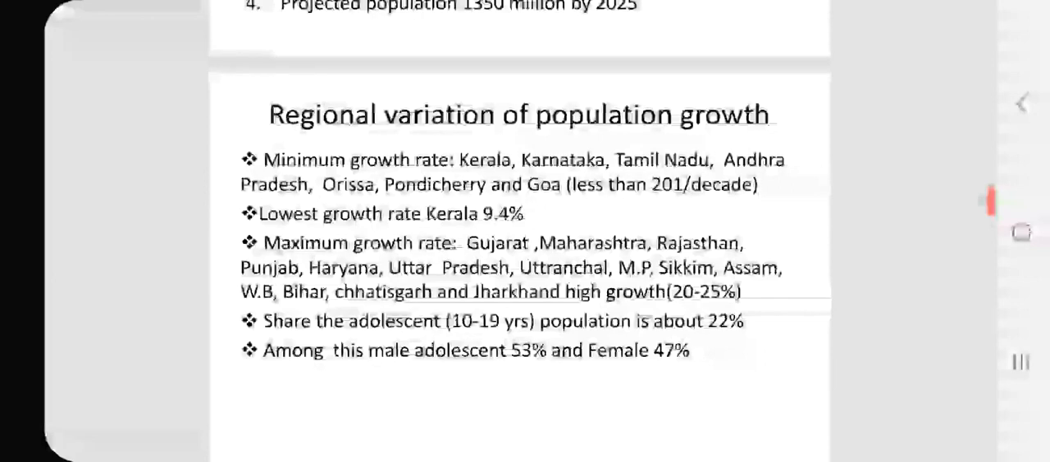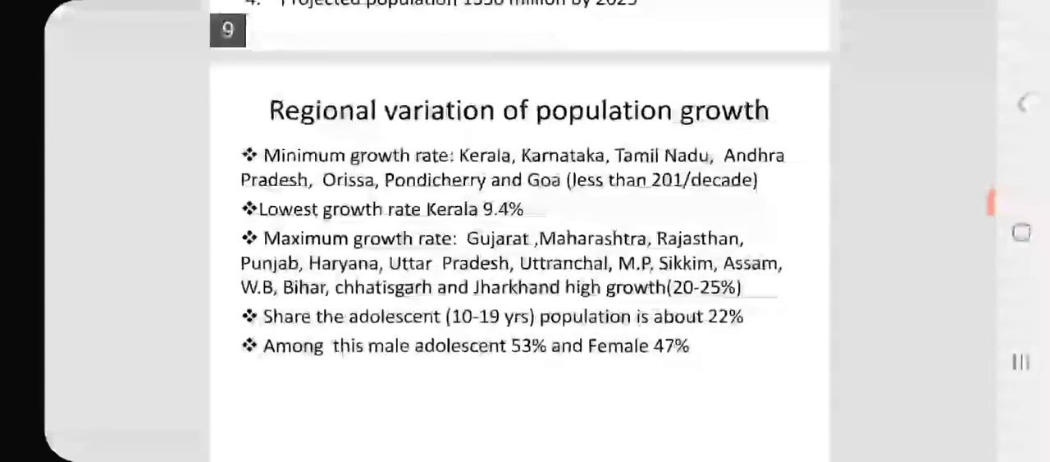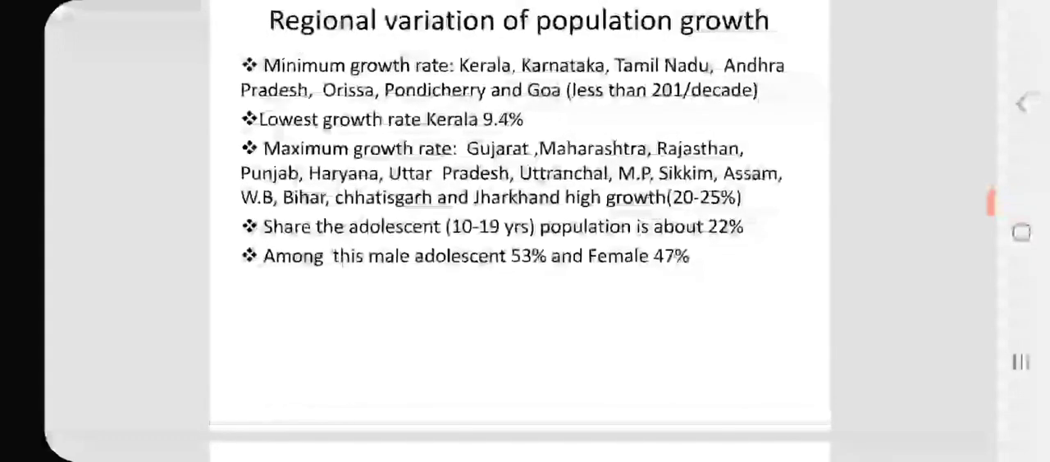The share of adolescent population 10 to 19 years is about 22%. Adolescent population means the population in the age group of 10 to 19 years. The growth rate of adolescent population is about 22%. Among these, male adolescents are 53% and female adolescents are 47%.